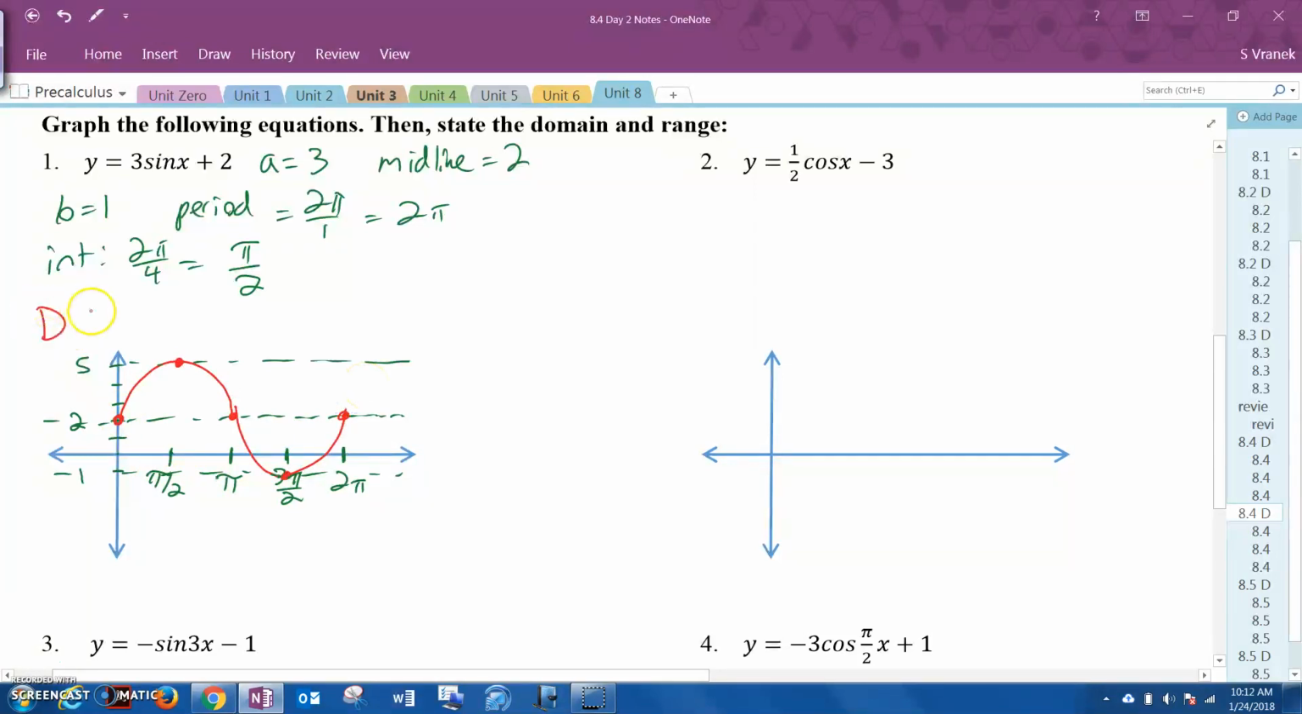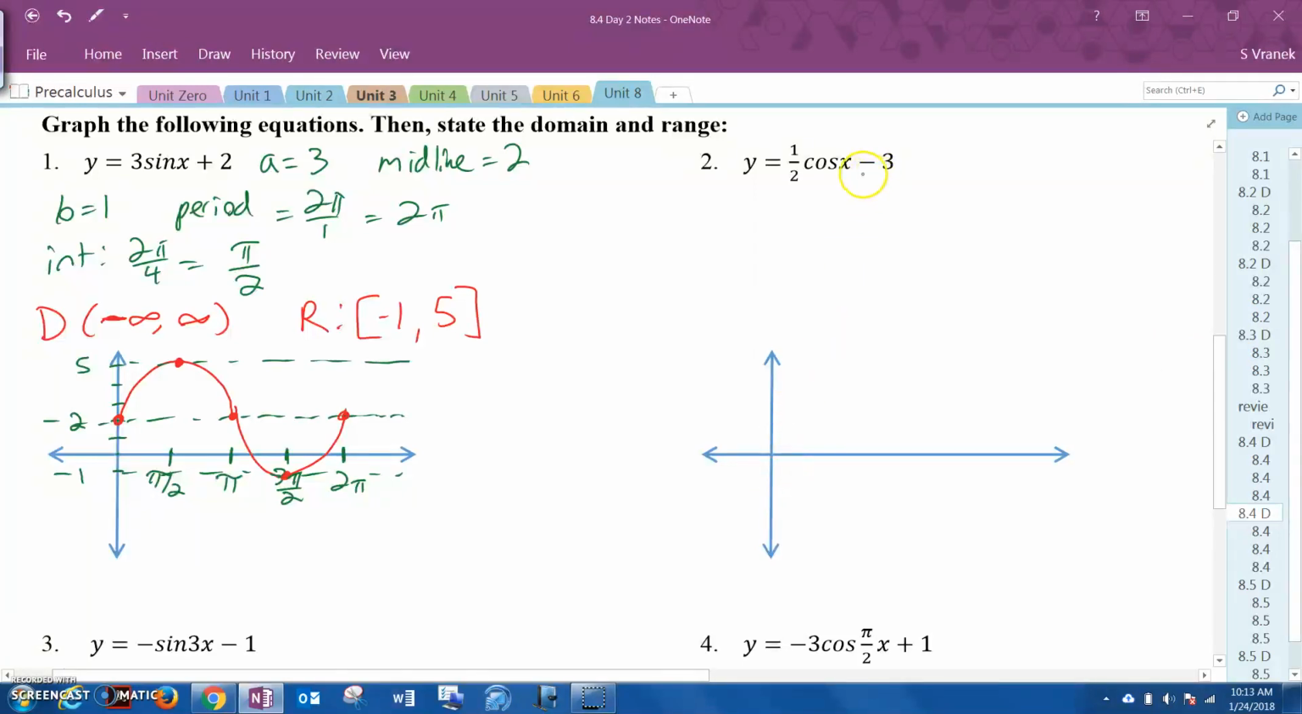Then we can state that the domain is negative infinity to infinity, because it always is with sine and cosine curves, because we're only graphing one cycle, but it technically goes on forever. And the range, you look at your bottommost point, which is negative 1, and it goes up to 5. So that's how you do a vertical shift. Same thing as yesterday, just move the midline, or the node line, to the spot it tells you.